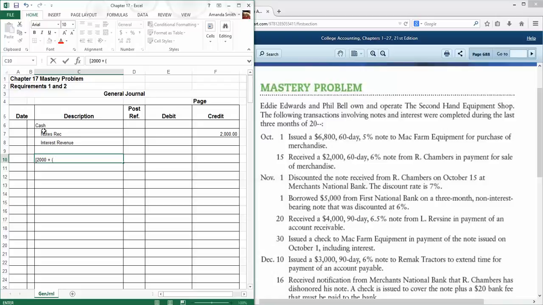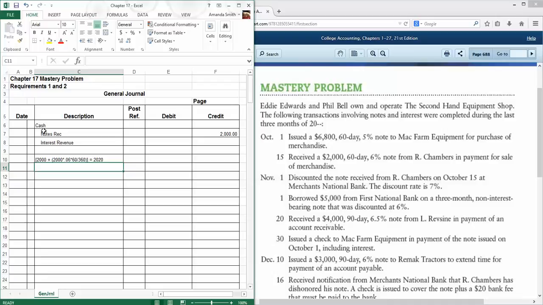So we're going to have our $2,000. The note we received was for 6%, so we're going to multiply it by 6%. And then if it was held for 60 days, we would multiply by 60 over 360. And so if we do that calculation out all the way, it's going to give us a maturity value of $2,020.